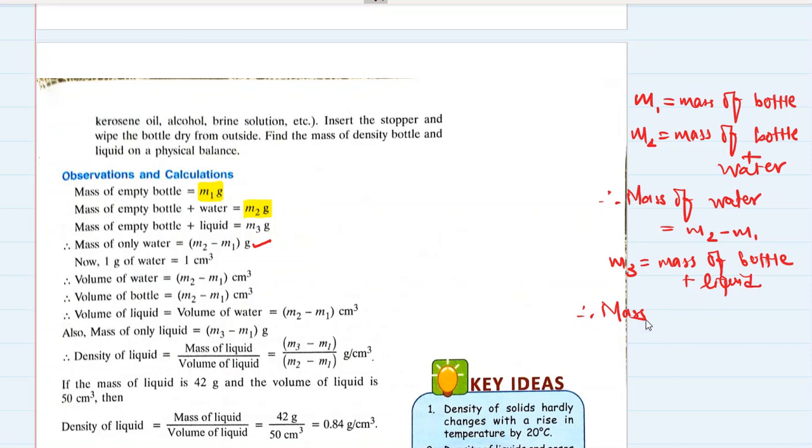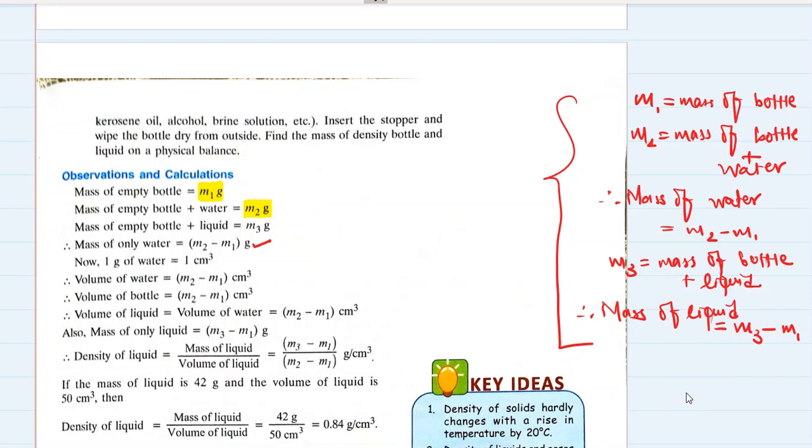Therefore, mass of liquid is equal to M3 minus M1: mass of liquid plus bottle minus mass of bottle, that is the mass of liquid. So these are the relationships, or the readings or values, which we have obtained so far.